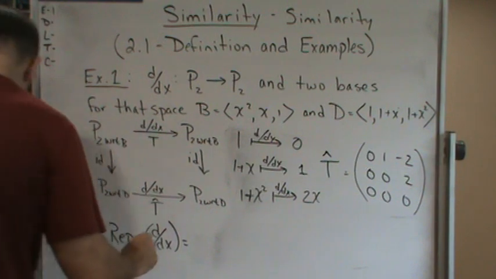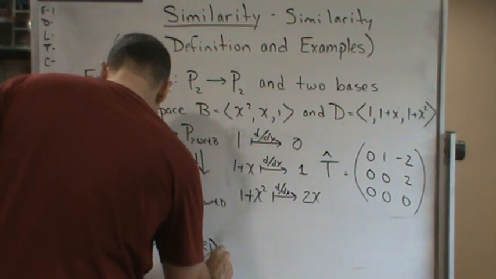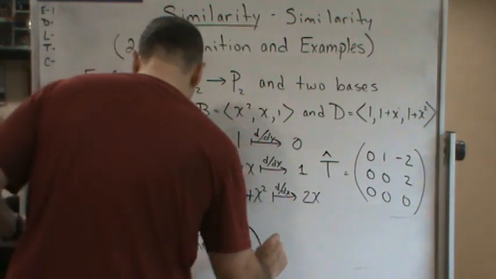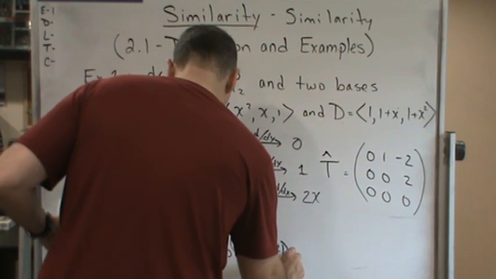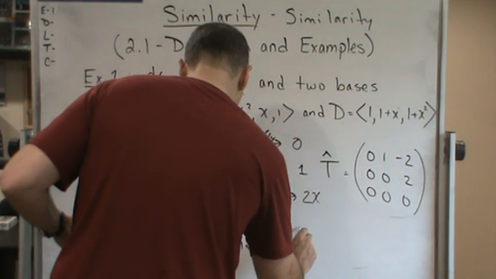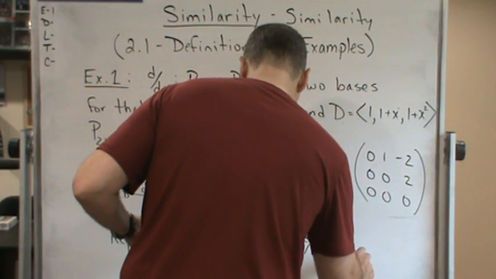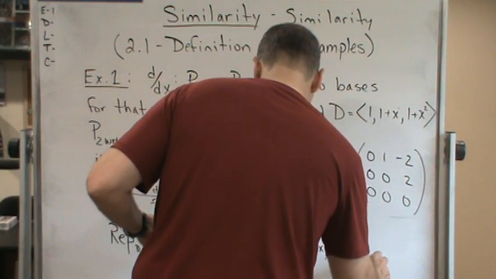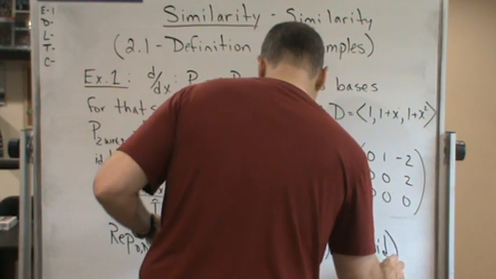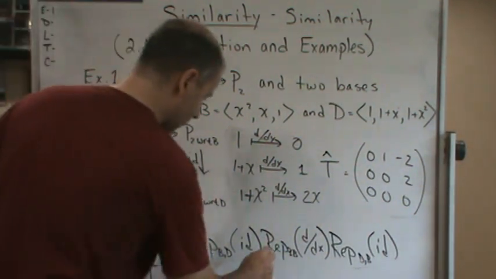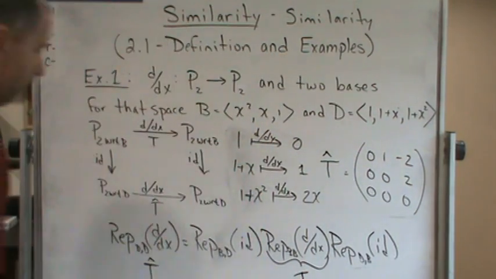which will then be the representation with respect to B and D of the identity, times the representation with respect to B and B of d/dx, times the representation with respect to D and B of the identity. And so this here is T hat. That is T.